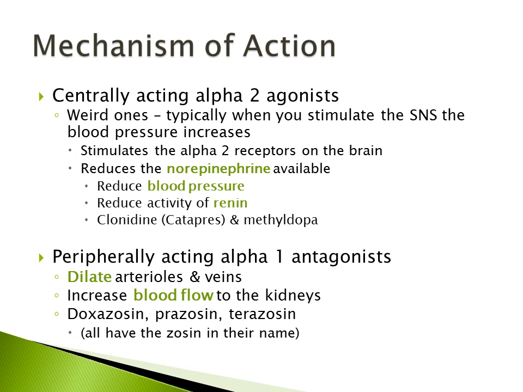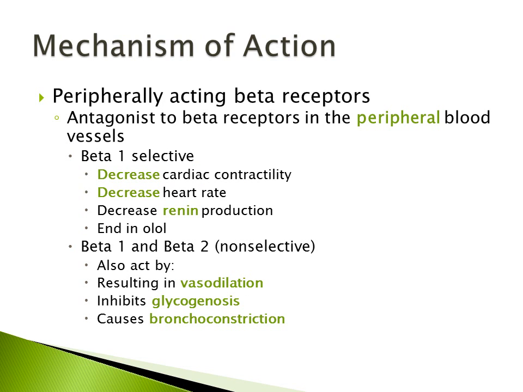And all the medications which fall within the peripherally acting alpha-1 antagonists kind of sound alike. They all have that zosin in their name. That would be doxazosin, prazosin, and terazosin. And I think doxazosin is the one that your book profiles, so we'll talk about that a little bit more in just a few minutes.